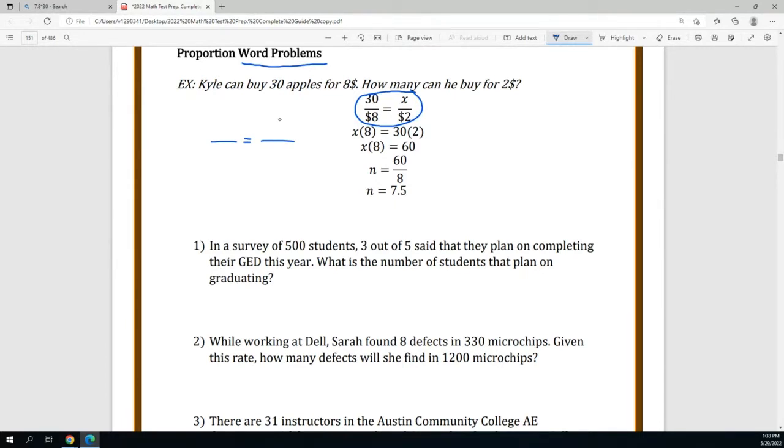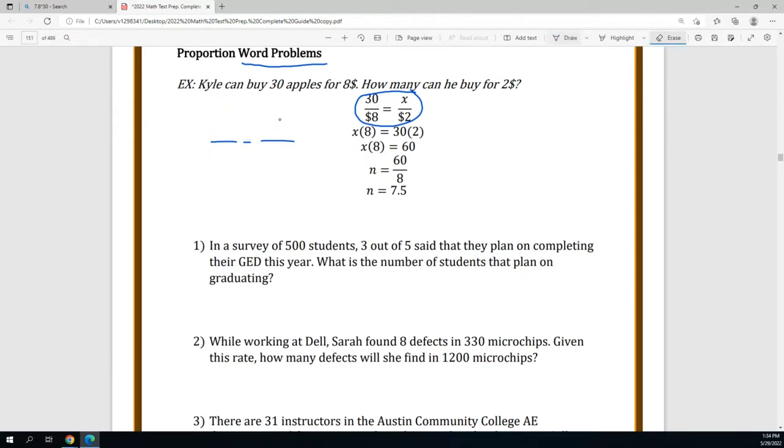Okay. Let's put up here that Kyle has 30 apples for $8. How many can you buy for 2? First things first, whatever goes up here in this first spot has to be the same thing that goes here in this spot, because you're saying that whatever number is here is the same as whatever number is here. It doesn't mean that they're the exact same number. It just says that these two items come from the same thing. Let me show you what I mean.